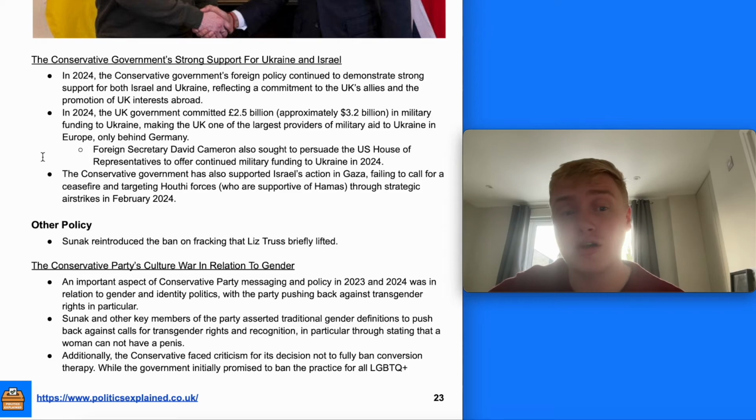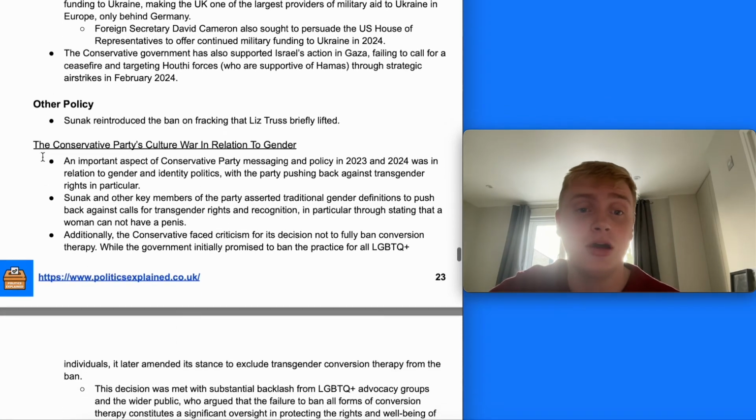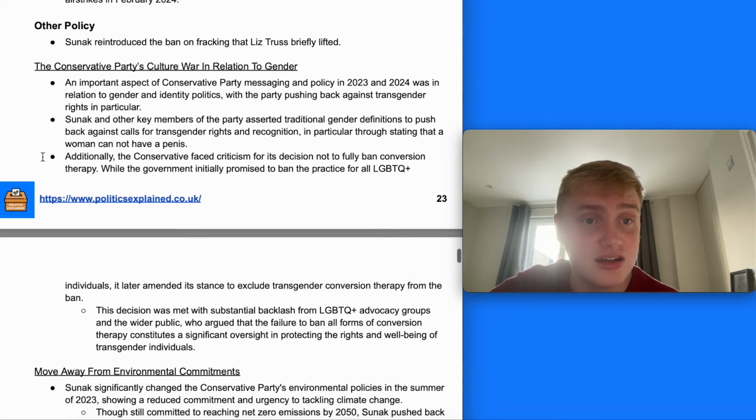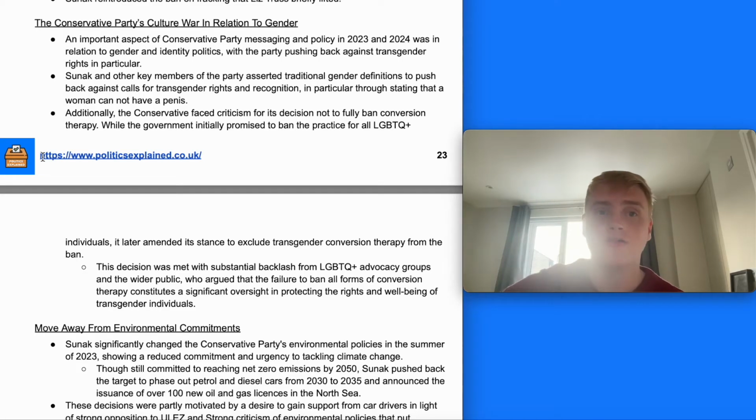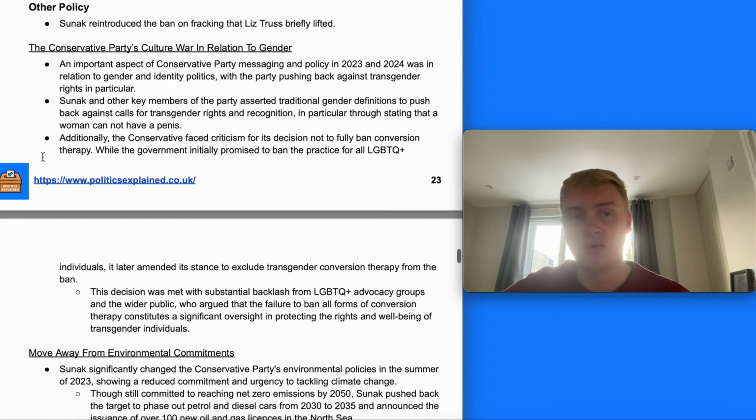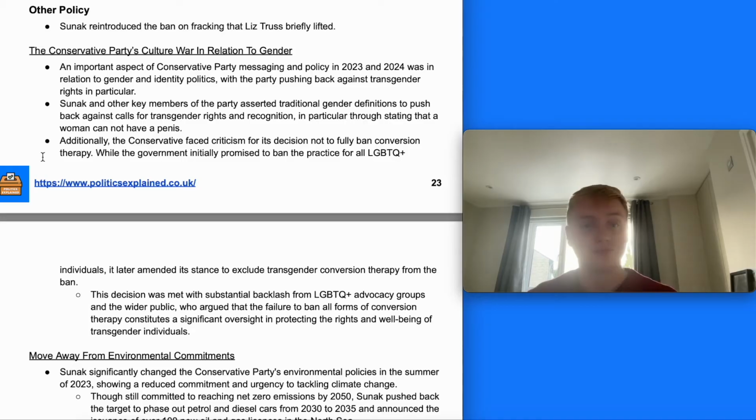Other policy, Sunak reintroduced the ban on fracking, which Truss briefly lifted. You see a real culture war in the 2024 manifesto, but also beforehand. In particular, pushing back and trying to remove transgender rights. So Sunak and other key members of the party asserted traditional gender definitions to push back against calls for transgender rights and recognition, in particular through stating that women cannot have a penis.